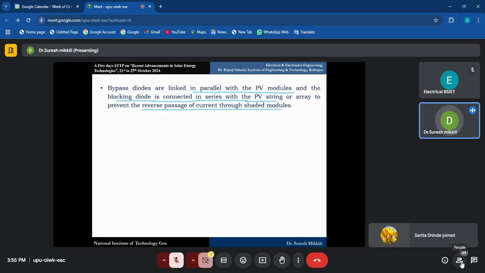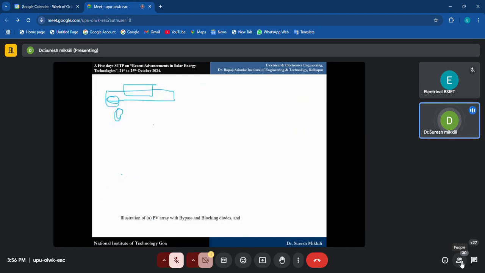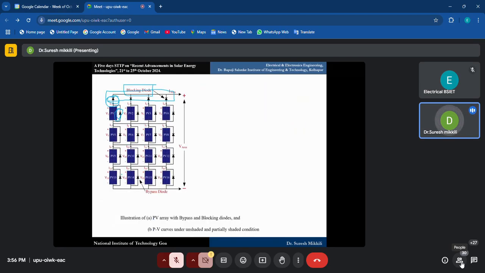Suppose any module is shaded, fully shaded, the current should not pass through the shaded module. So to avoid that reverse passage of current, we are using blocking diodes. If you use a blocking diode here, what will happen? If any module is shaded, the current is passing through this way. If any reverse current wants to flow through this module, it will not flow. This blocking diode will serve that purpose, if you understand.